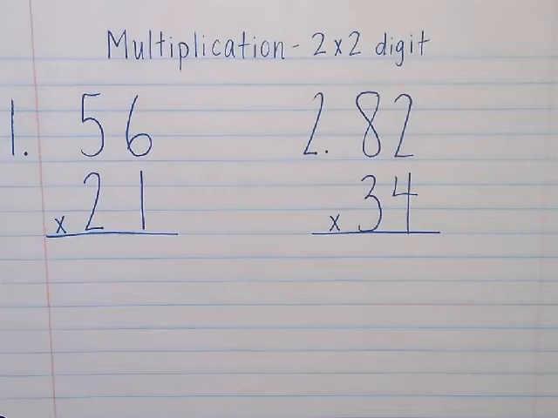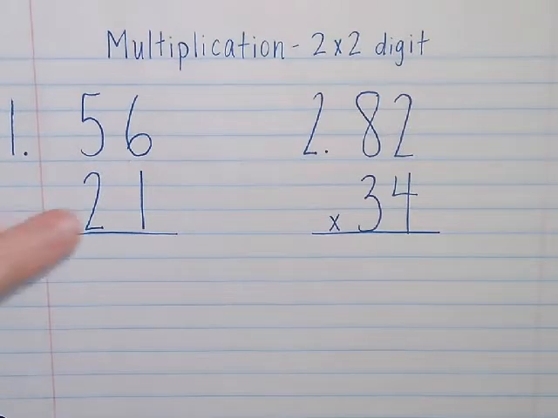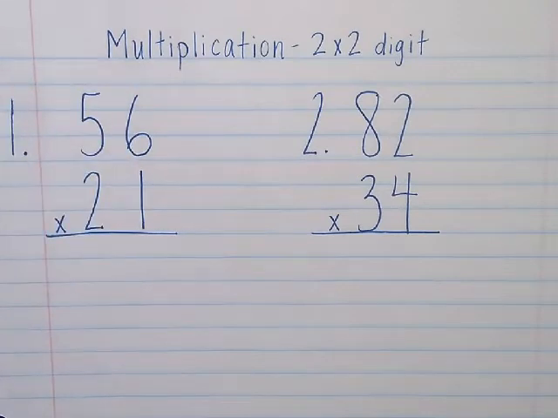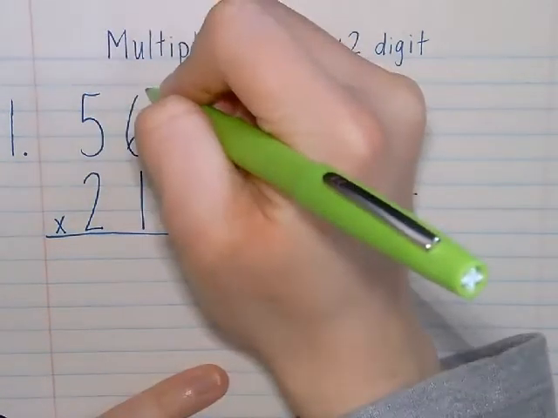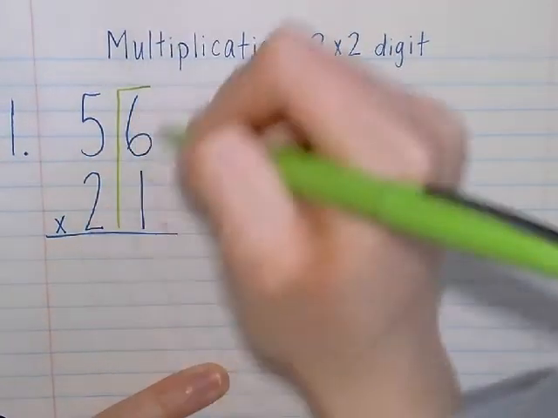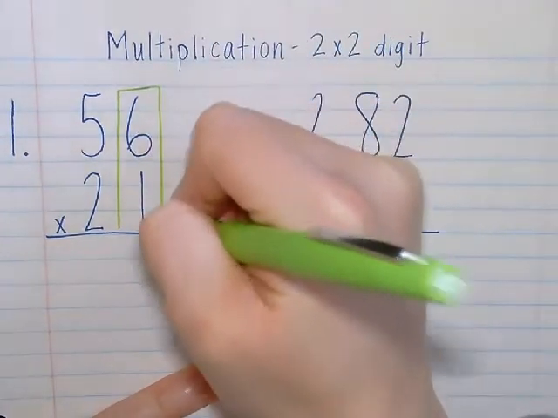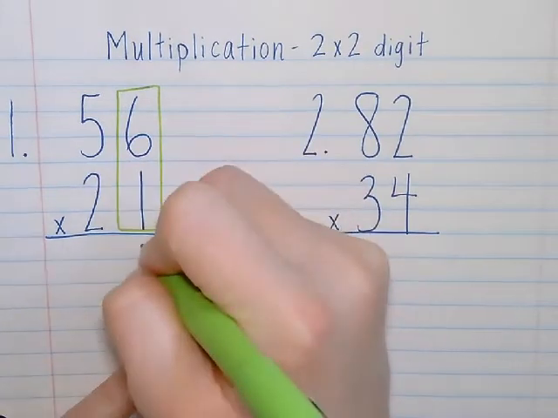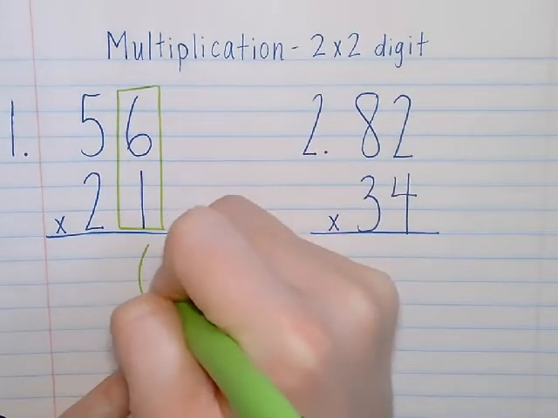I wanted to show 2 by 2 digit multiplication using the standard algorithm. Just like we did when we did 2 by 1 digit, we're always going to start in the ones place. So I'm going to start off number 1 by multiplying 6 times 1. I know that 6 times 1 is 6, so I'm going to put 6 in the ones place.